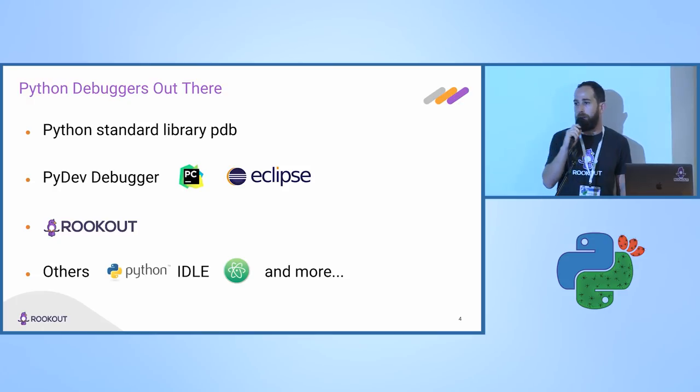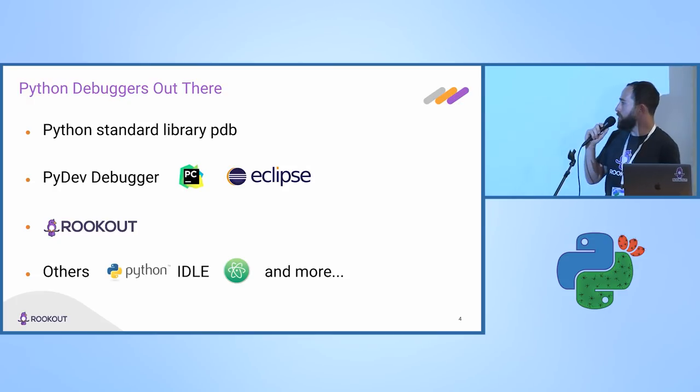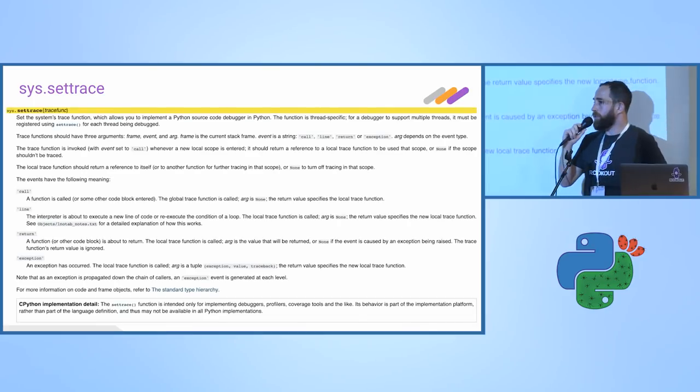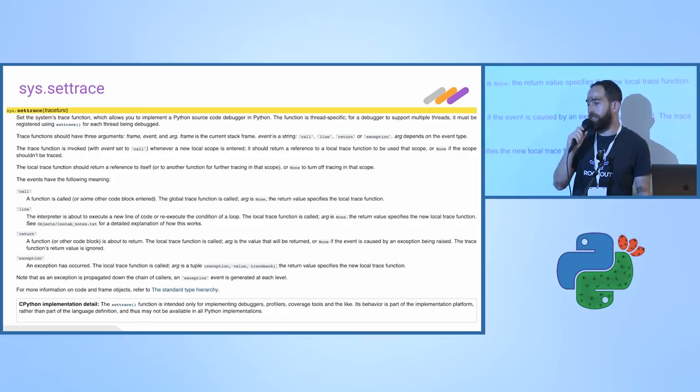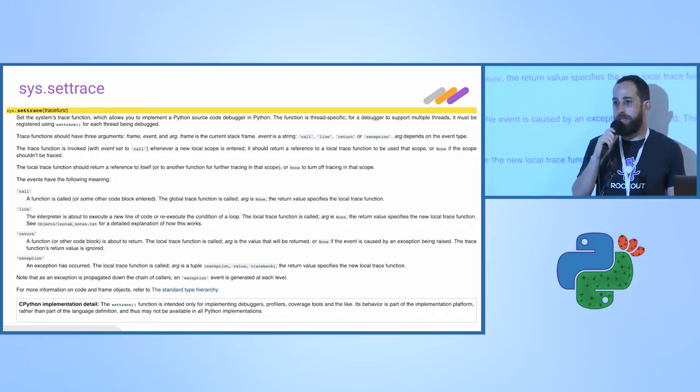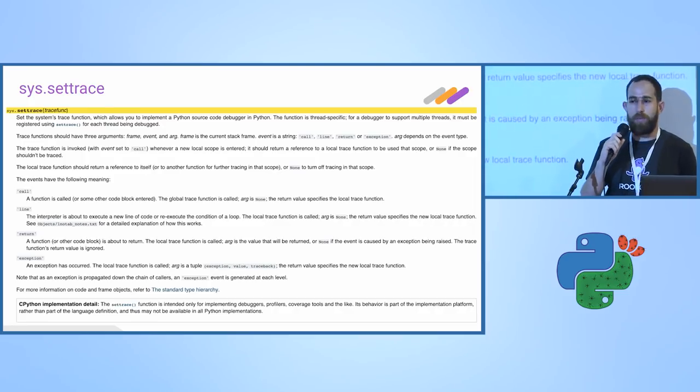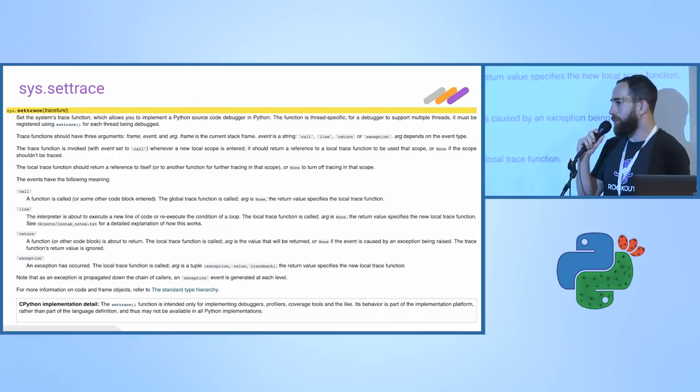Rookout supports debugging Python in addition to JVM and Node. And some other IDEs, such as Python IDLE and Atom, have their own built-in Python debuggers. What most of those debuggers have in common is this scary function. It's called sys.settrace. It's probably the most complicated function I've come across in the Python standard library.